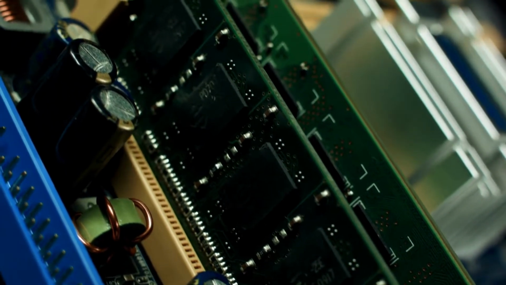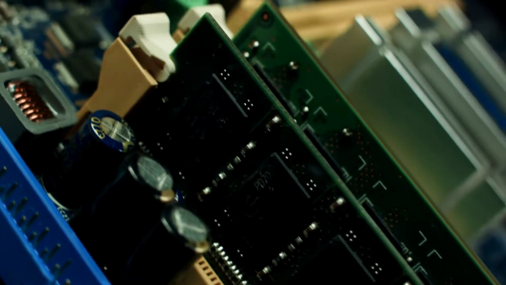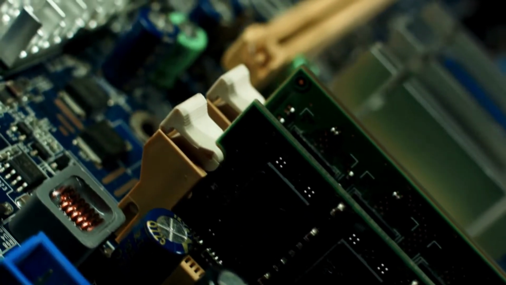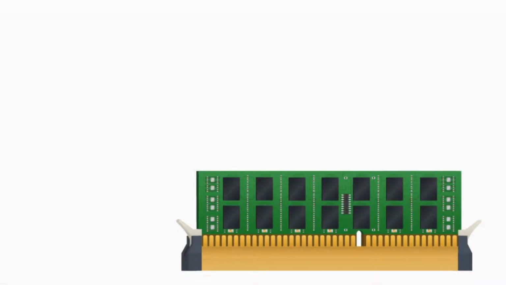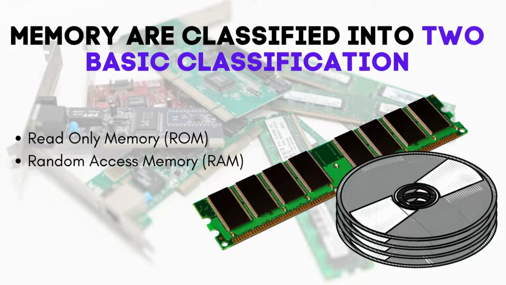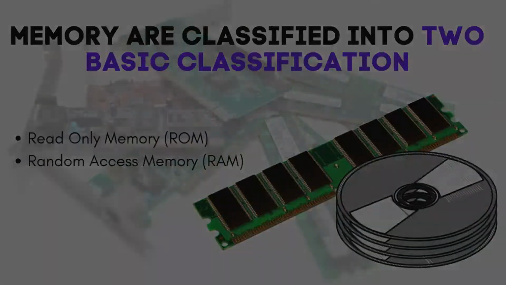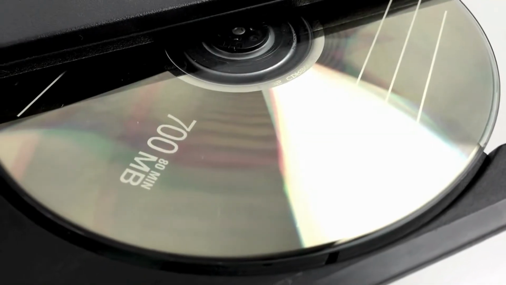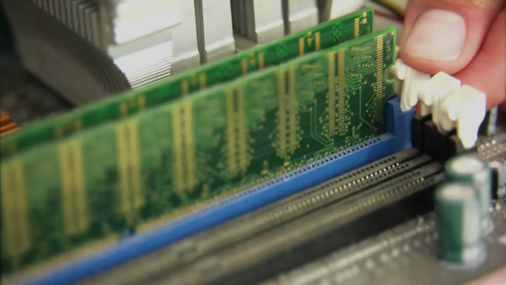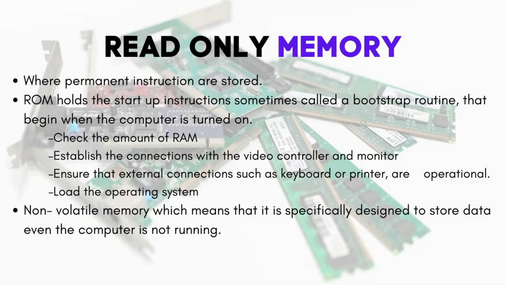Think of computer memory this way: you are going to learn basketball. ROM is like a rule book that explains the game. On the other hand, RAM is a play-by-play description of the game you are playing. Memory is classified into two basic classifications: read-only memory, ROM, and random access memory, RAM. Read-only memory is where permanent instructions are stored.